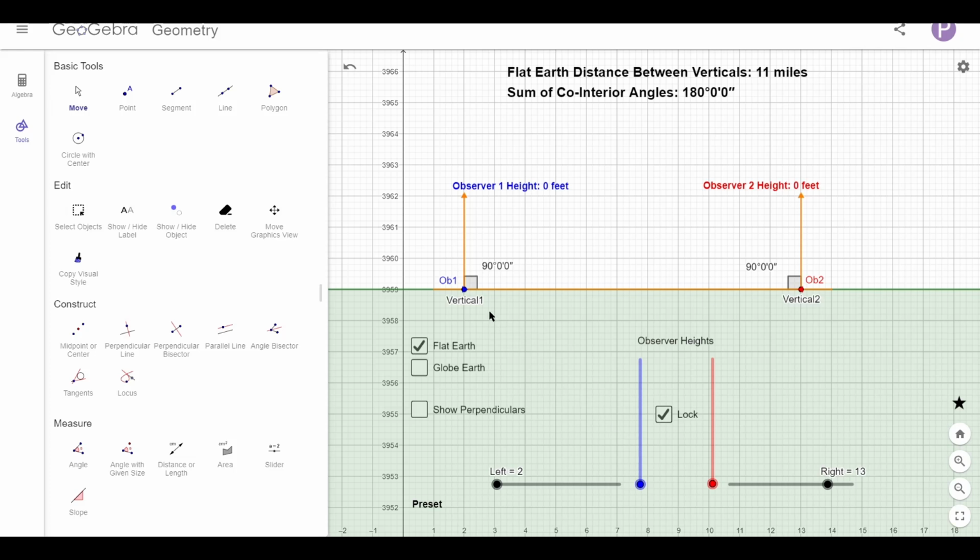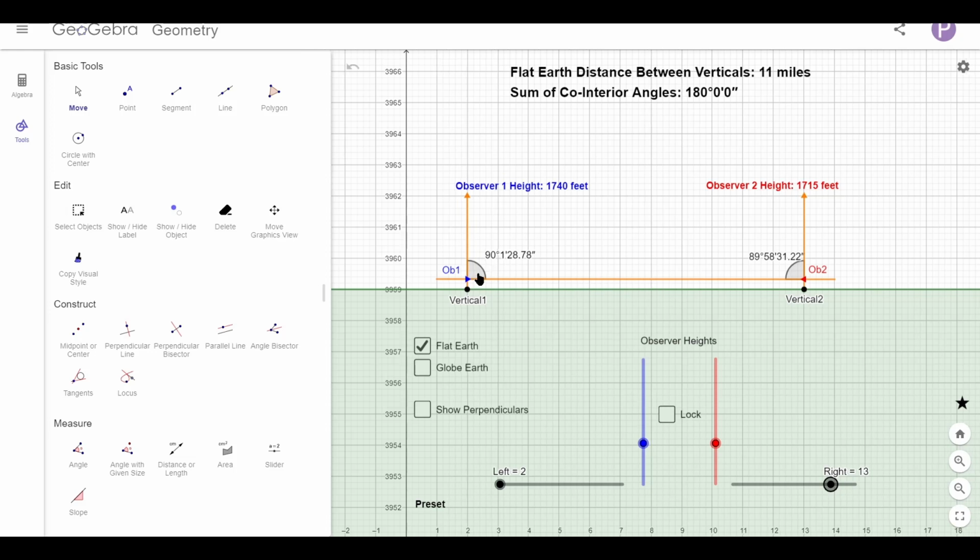Here I've got two observers and they're both currently at 0 feet. With these controls, I can alter their heights and their distances from each other. One thing we all should have learned in school is what happens when you cut two parallel lines with a transversal. And hopefully we all should have discovered that these two internal angles are supplementary, which is just another way of saying that they always add up to 180 degrees.